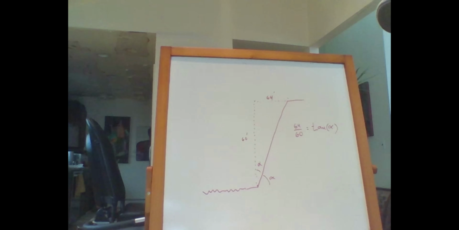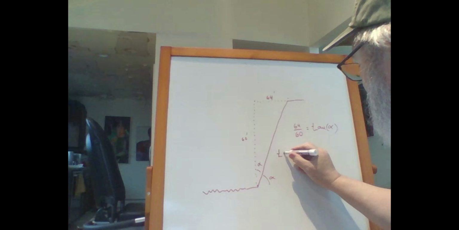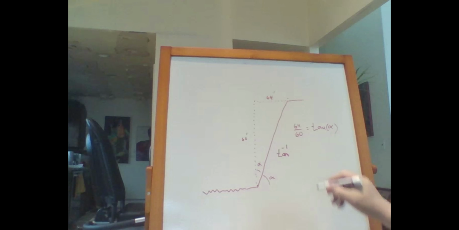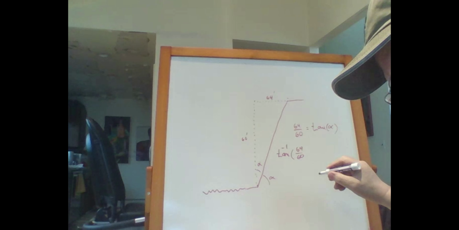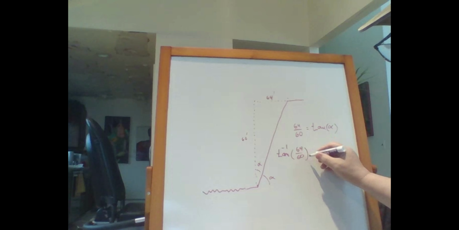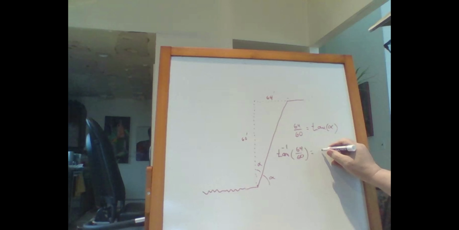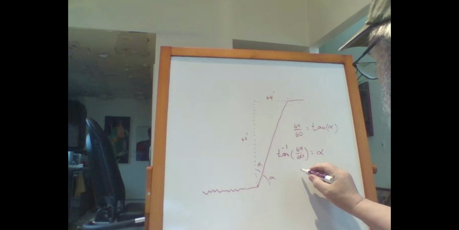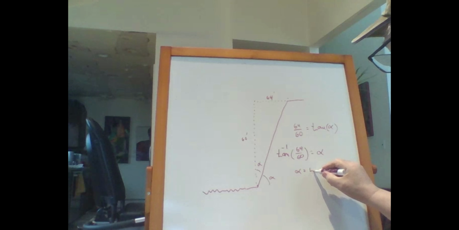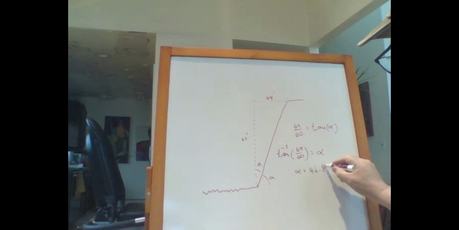So what we write is the inverse tangent of the ratio 64 on 60 is equal to alpha. And then when you do that, divided by 60, and looking at the inverse tangent, we get alpha. Alpha was 46.8 degrees.